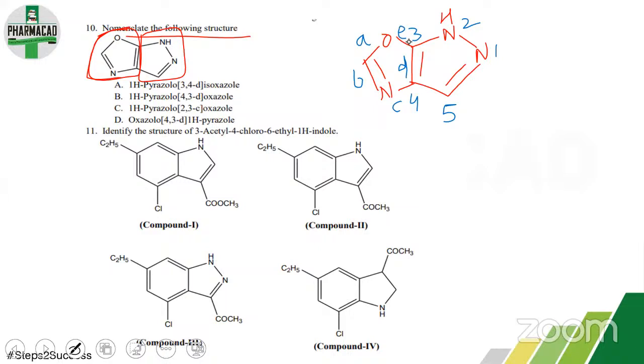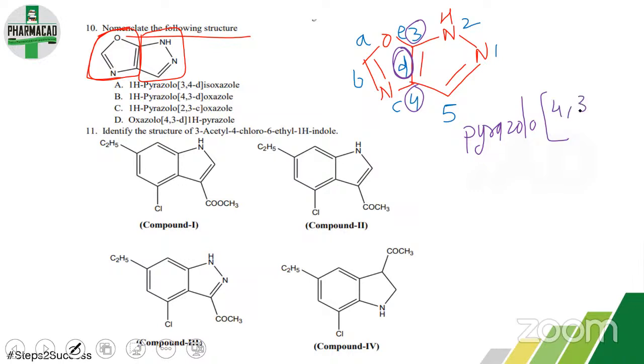So you can see the attachment is in between this fourth and third carbon atom with this side D. Okay. And the substituent ring is pyrazole. That is a 5-membered ring with 2 nitrogens, which are on first and second position. That ring is pyrazole, and it is attached with the fourth and third side of our pyrazole.